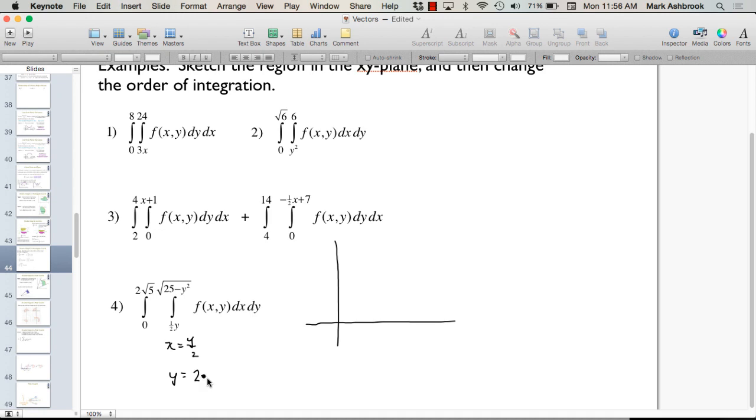Is that steeper like this or more shallow like this? It's more shallow. Y equals 2x? Oh, no. Okay, it changes, right? So y equals 2x, something like that. Okay. And then tell me something else, Ryan?